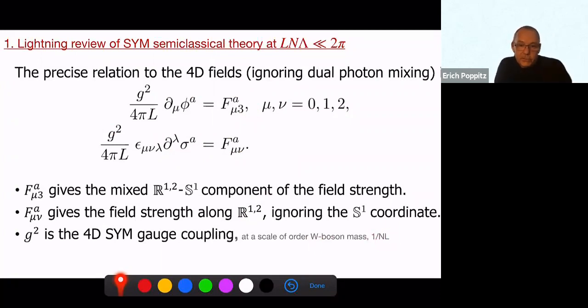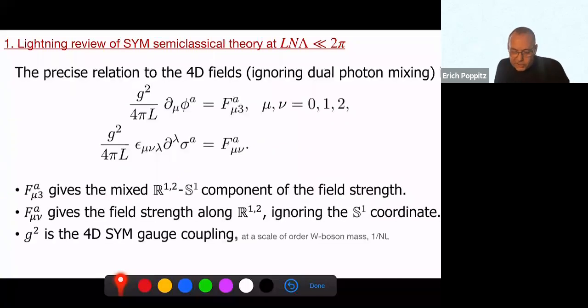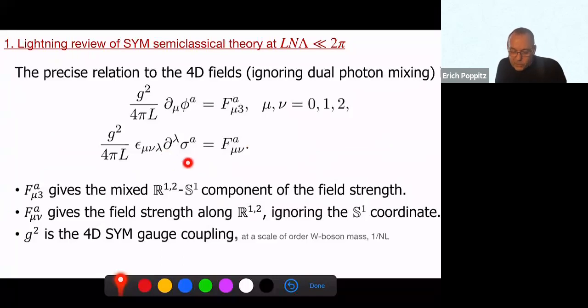Okay, those are the fields. I will write out the Lagrangian, but the order is such that I write it a little later. The reason is the following: I will describe classical fluxes, etc. I just want to interpret these relations, and these relations say this. Remember, the dual photon is the dual of the field strength.